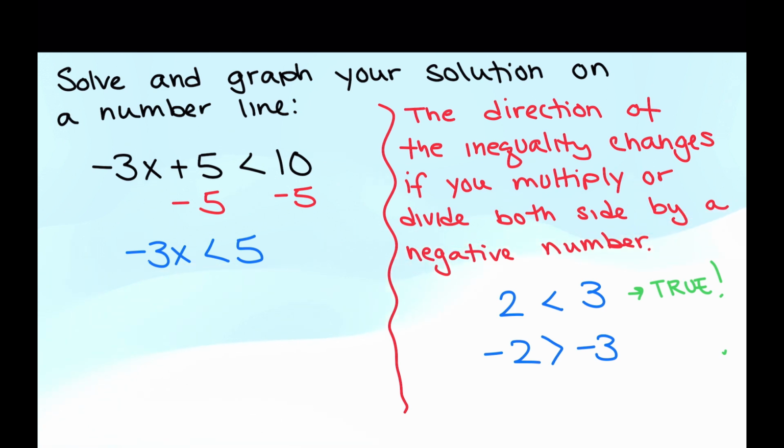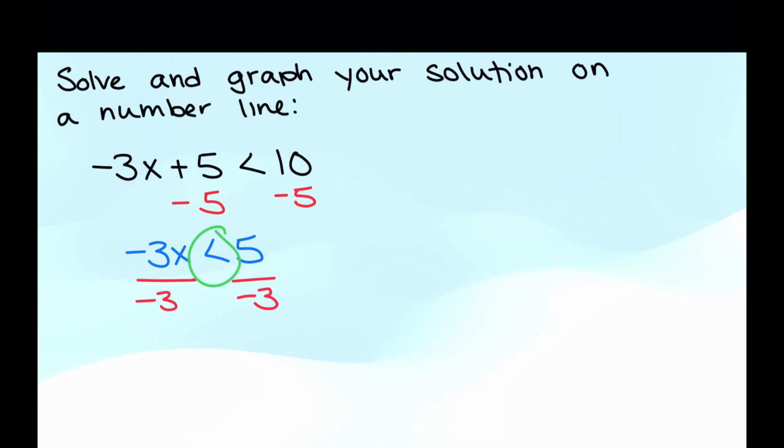All right, so let's go back to the problem we're trying to solve. To get x by itself, we're going to divide both sides by negative 3. Because we're dividing by a negative, that's changing the sign of everything. So we're going to take our inequality sign and we're going to flip it. That's going to give me x, and the less than flips to a bigger than. So x is bigger than negative 5/3. And that's it. That's my answer.